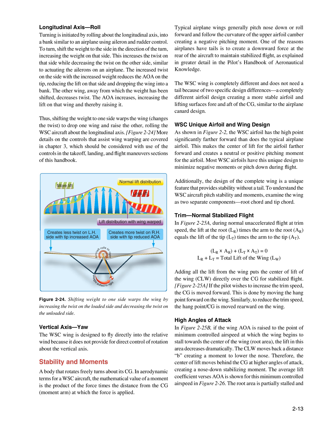The other wing, away from which the weight has been shifted, decreases twist. The AOA increases, increasing the lift on that wing and thereby raising it. Thus, shifting the weight to one side warps the wing, changes the twist, to drop one wing and raise the other, rolling the WSC aircraft about the longitudinal axis. Figure 2.24. More details on the controls that assist wing warping are covered in Chapter 3, which should be considered with use of the controls in the takeoff, landing, and flight maneuvers sections of this handbook.